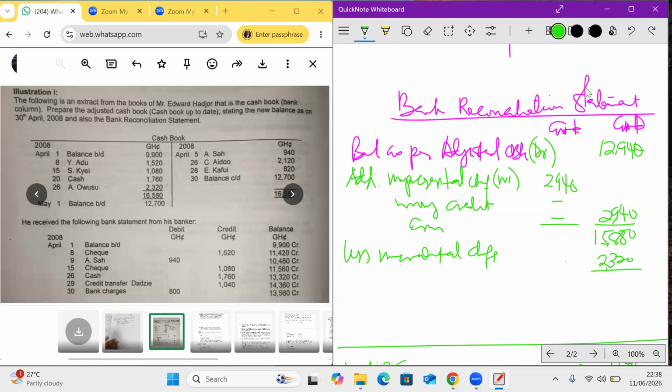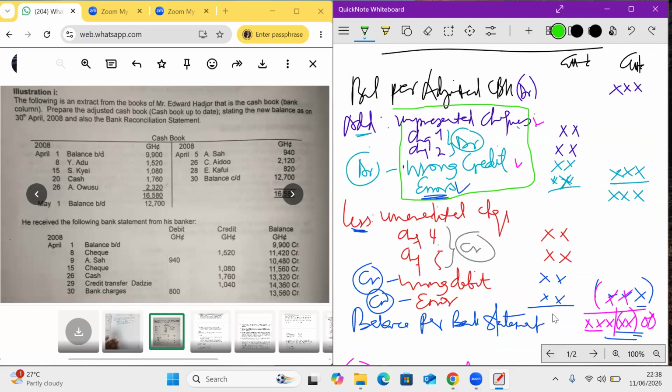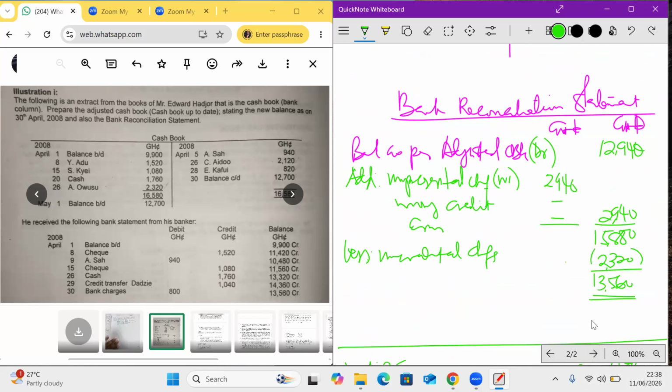Then we less the uncredited checks. What do we have? Minus 2320. That's 13,560. So what's the name of that last figure? What's the description? Error. Madam, look on the format. Balance per bank statement.